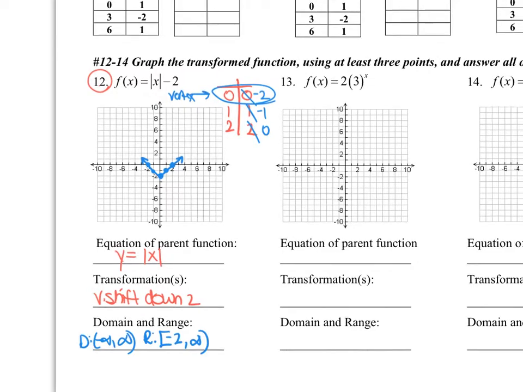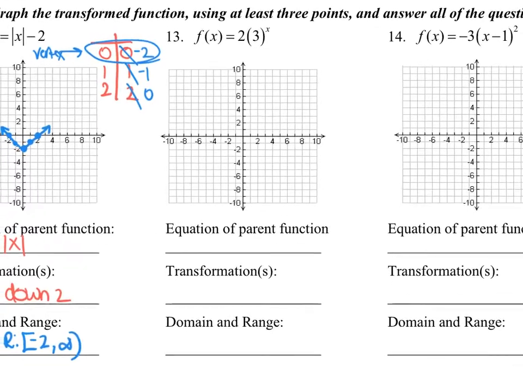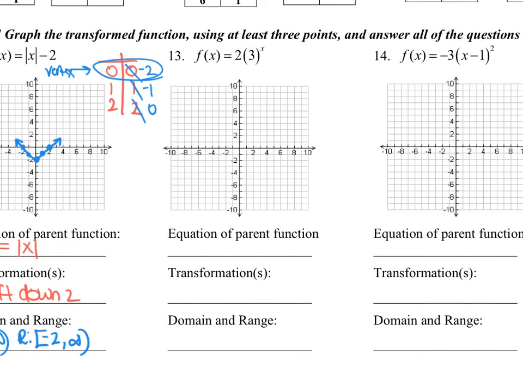All right, our next one is number 13. And this is an exponential growth. Our parent graph, or our parent function here, is 3 to the x. Okay, so this is the one we're going to do a transformation to. So if we plug in negative 1, it's 1/3. Plug in 0, it's 1. Plug in 1, it's 3. Okay, 3 to the negative first power is 1/3. 3 to the 0 power is 1. 3 to the first is 3.